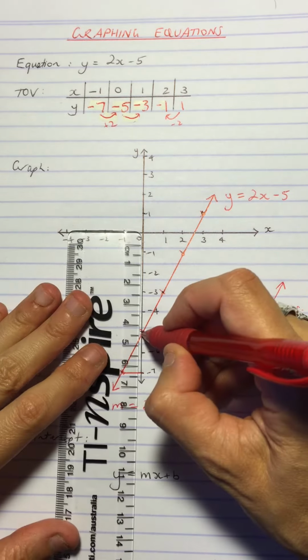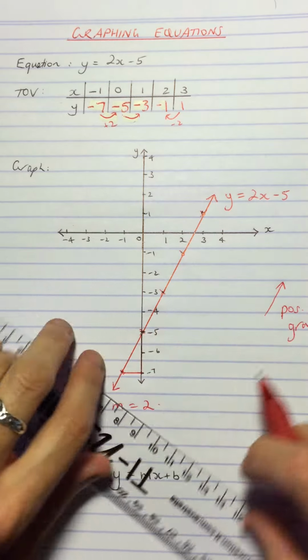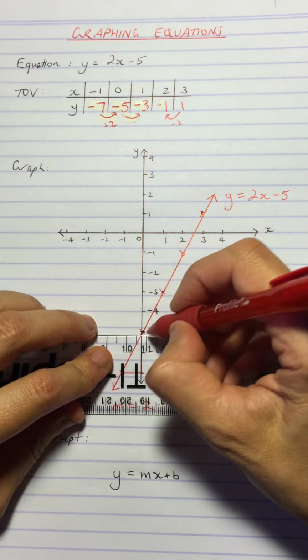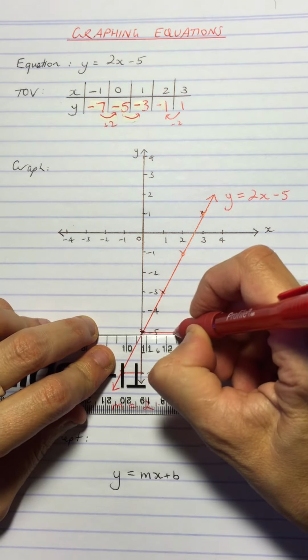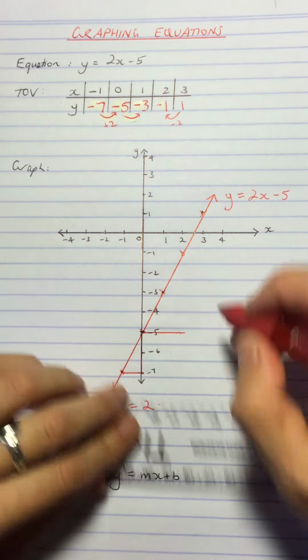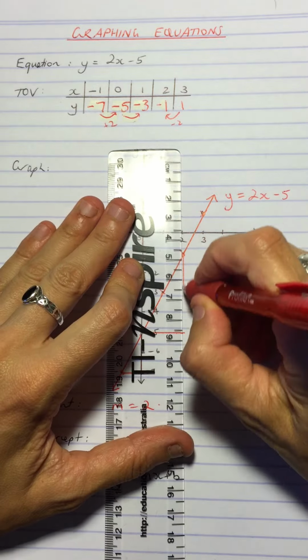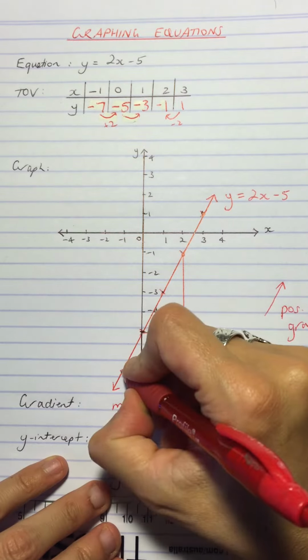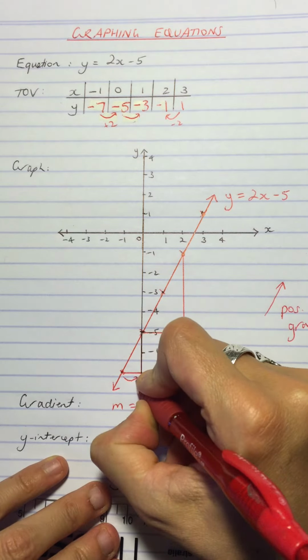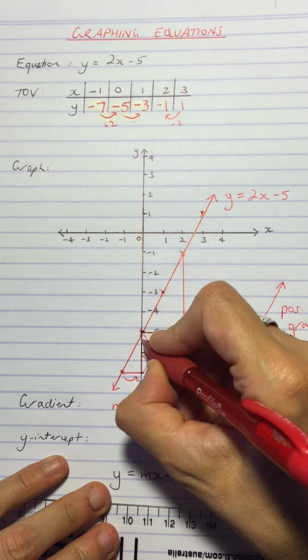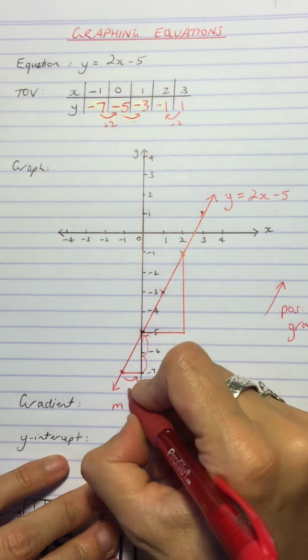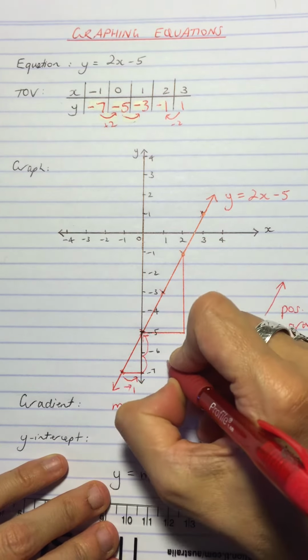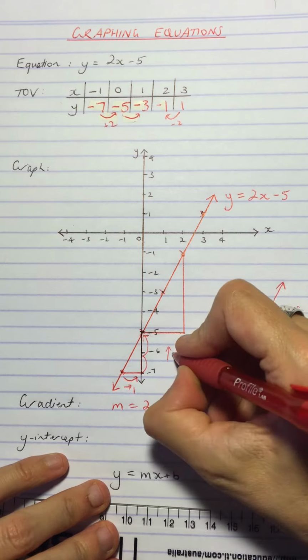Let's have a look at how the gradient connects with the graph. I'm going to draw a triangle because we've been practicing rise over run. It doesn't matter where I start my triangle, a nice clear point. I can make it there. Now I've got 2 triangles. So from one point to the next, when I go across 1, I'm going up 2. And that's the gradient. Across 1, up 2. There's my rise over run.